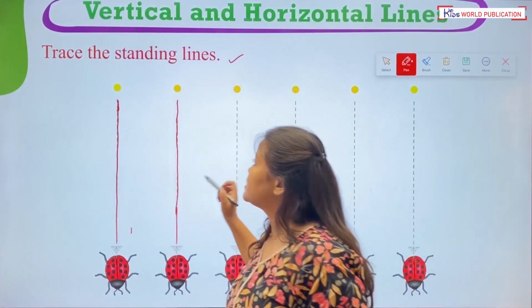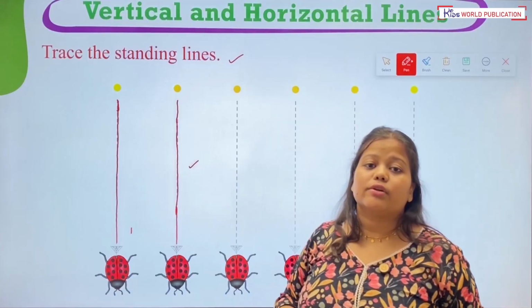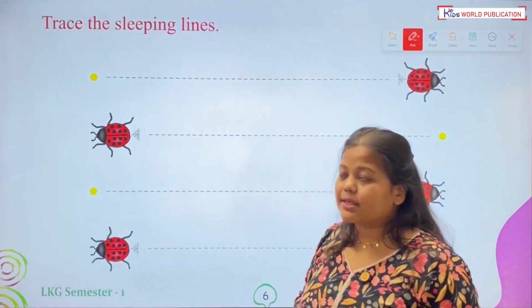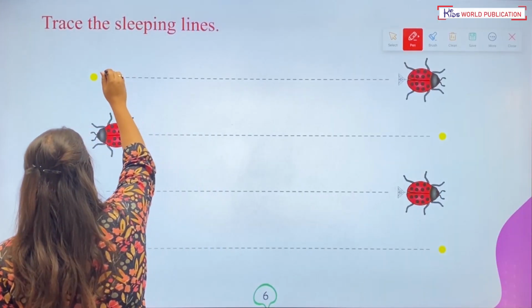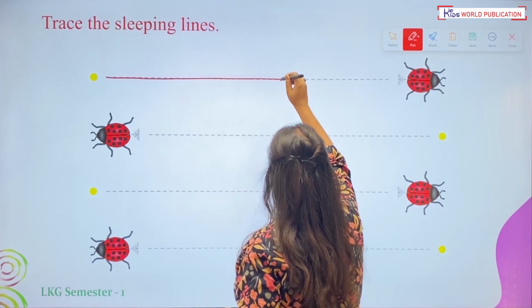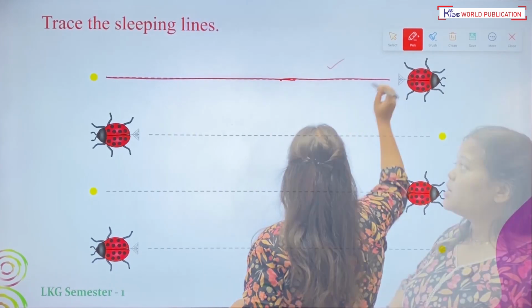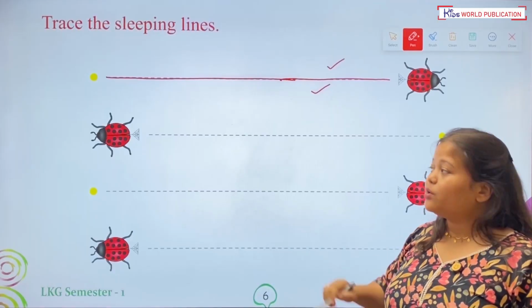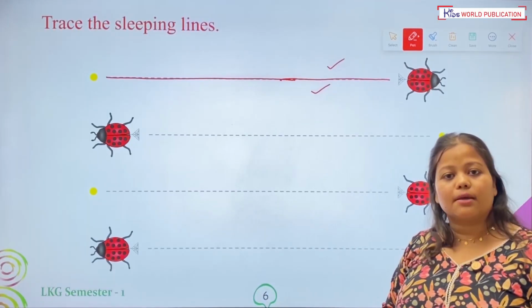Kids, this is how standing lines look alike. You will trace the rest of the lines. Trace the sleeping lines. So kids, this is how sleeping lines look alike. You will trace the rest of the lines and complete them.